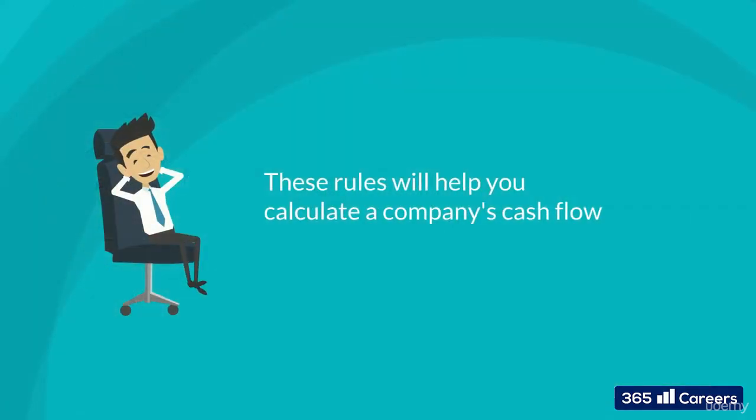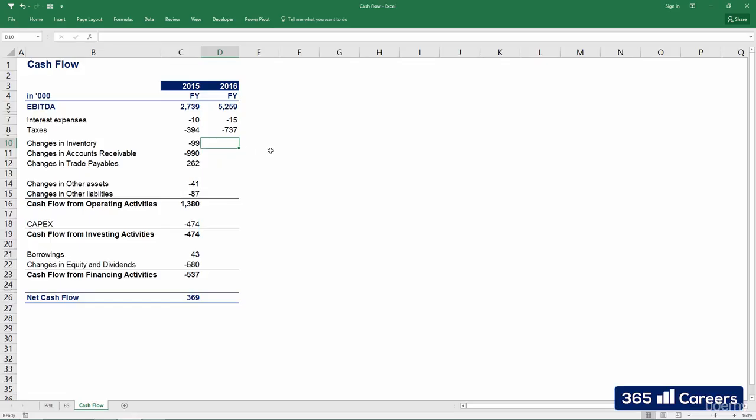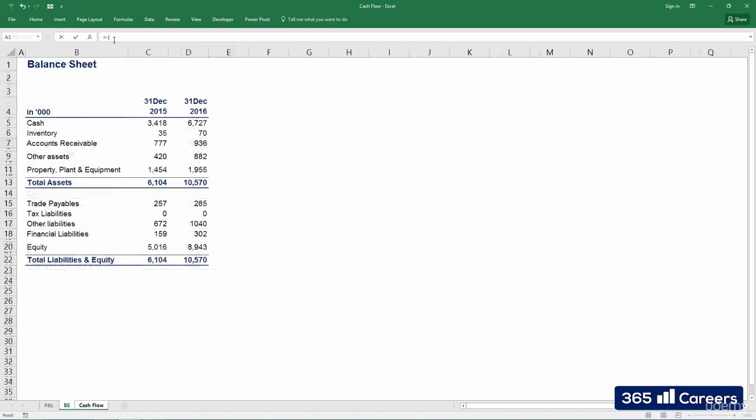This is a good logic that explains the rationale behind cash flow calculation. It is useful to remember it. You'll need it whenever you have to construct or analyze a cash flow statement. The minus sign in front of the two asset components ensures this logic will be respected in our case. And here is the cash movement for the inventory. This is an asset, which is why I'm putting a minus before the brackets and subtracting 2016 inventories from 2015 inventories.